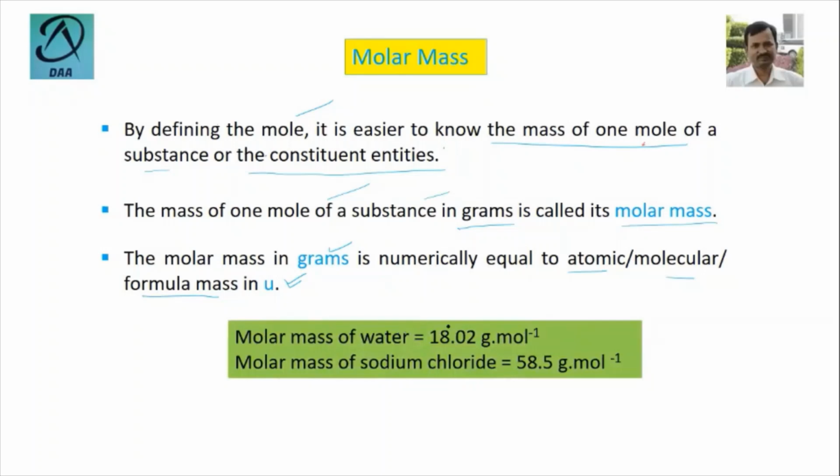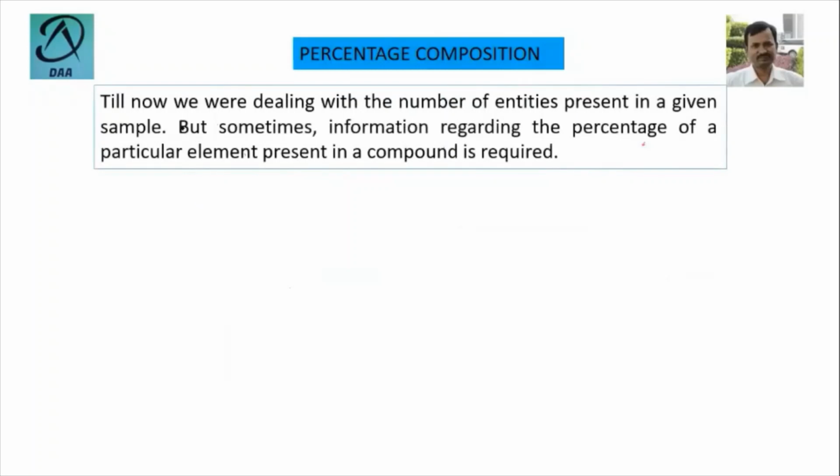So the molar mass of water is 18.02 gram per mole. The molar mass of sodium chloride is 58.5 gram per mole, that is, g·mol⁻¹. Now, percentage composition. Till now we have been dealing with the number of entities. Now we will consider the percent composition.